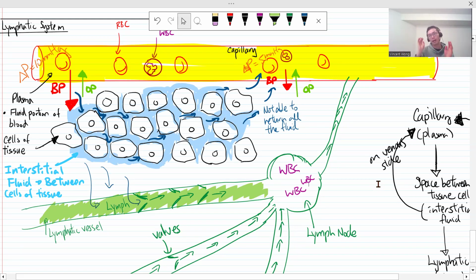I'm going to draw some more, but don't draw it on your diagram. I don't want you to ruin your diagram. Question, sure.